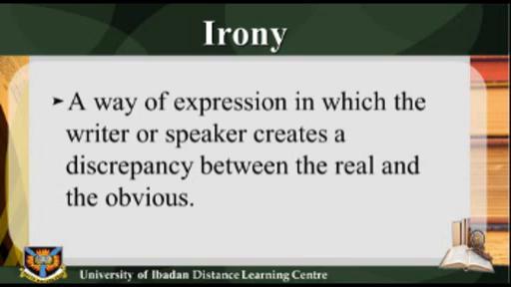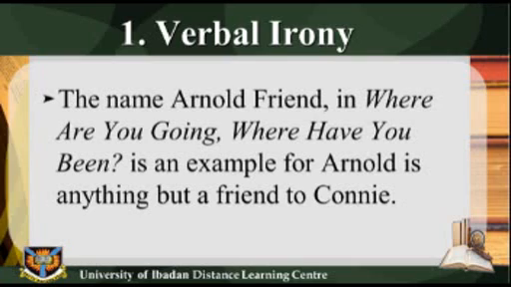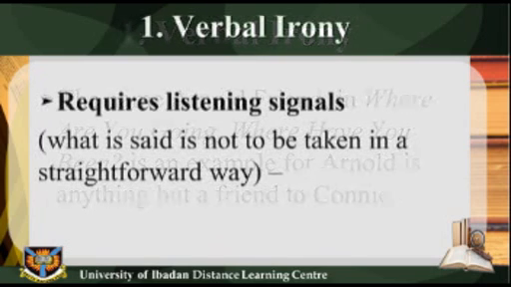The sections that follow describe the most important types of irony and indicate what to listen for to discern each type. First is verbal irony. In verbal irony, what is said is the opposite of what is meant, such as "beautiful day" when the weather is miserable. The name Arnold Friend in "Where Are You Going? Where Have You Been?" is an example, for Arnold is anything but a friend to Connie. You need to recognize the incongruity between the name and the person.